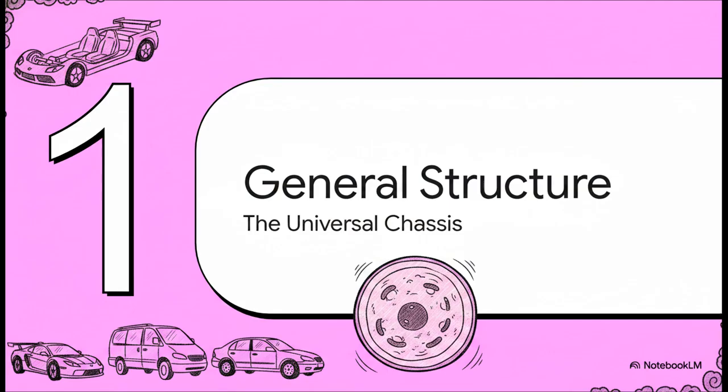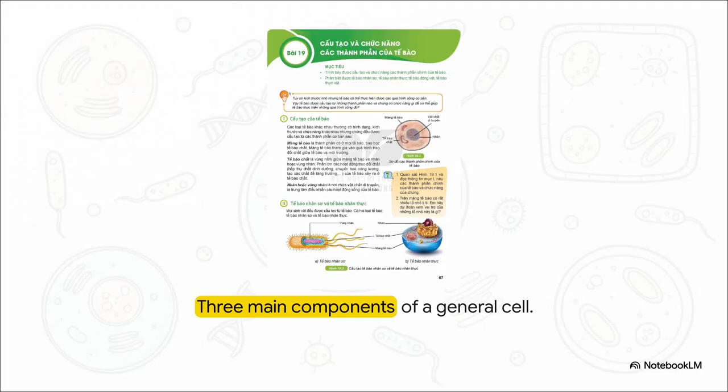All right, let's kick things off with section 1, cell general structure, or what I like to call the universal chassis. Think of a cell kind of like a car. Whether it's a flashy sports car or a trusty minivan, they all have a universal chassis, right? A frame, an engine, wheels, stuff they just need to exist. Well, cells are the exact same way. Even though they come in a massive variety of shapes and sizes, depending on what their job is, they all share the 3 core components we have right here.